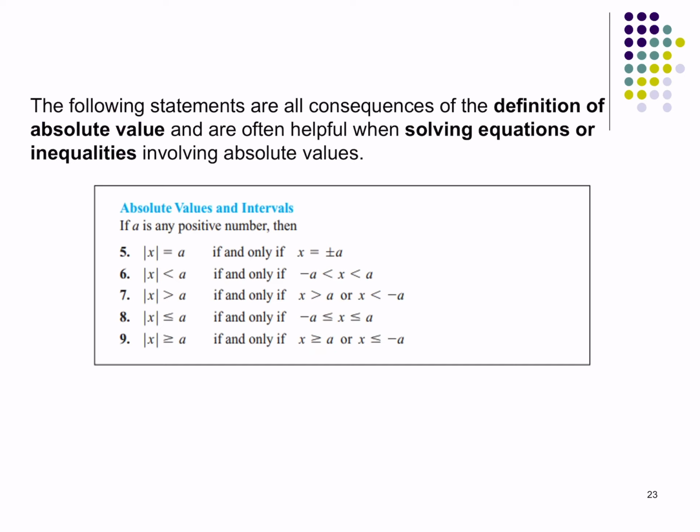The magnitude of x is less than a if and only if minus a is less than x and x is less than a. The magnitude of x is greater than a if and only if x is greater than a or x is less than minus a. And the magnitude of x is less than or equivalent to a if and only if x is less than or equivalent to a or x is greater than or equivalent to minus a.